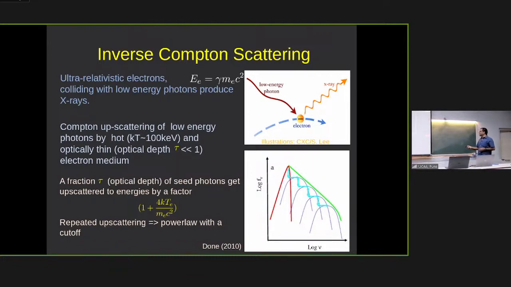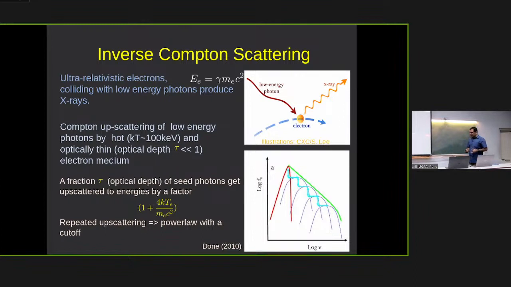Okay, and this continues until the energy of these photons is comparable to the temperature or the thermal energy of the electrons. After that there is no more increase in the energy of photons because of the inverse Compton scattering, and therefore there is a break.